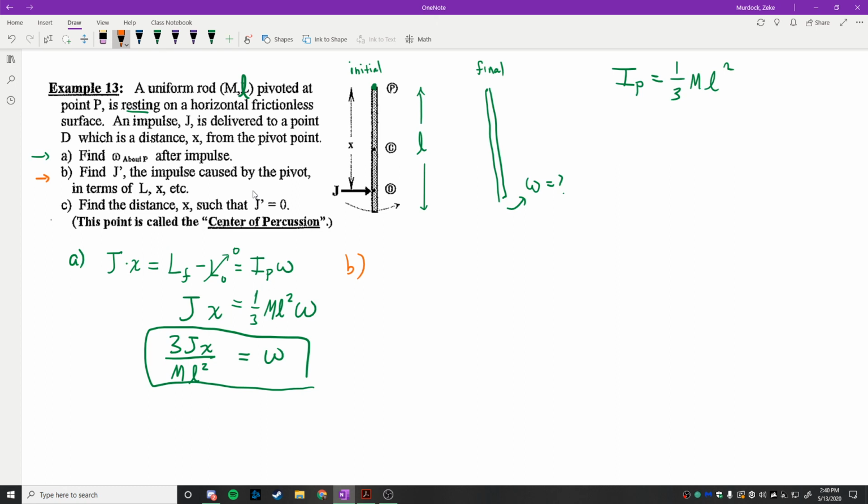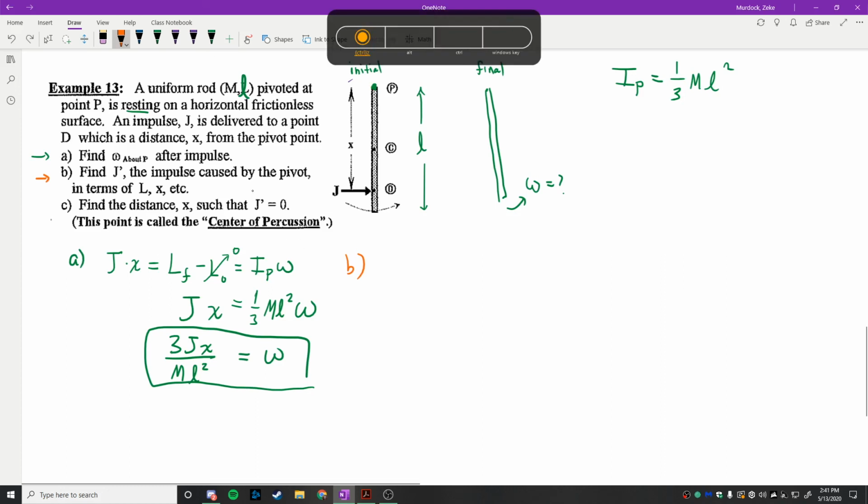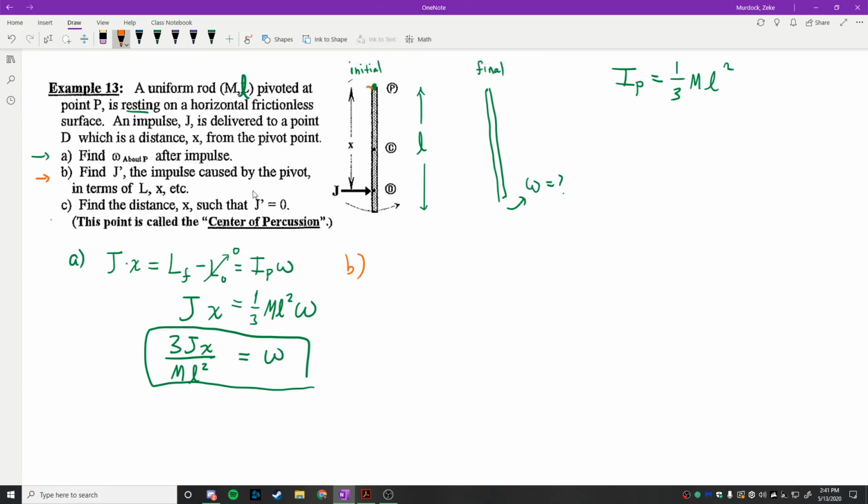Okay, part B. Find J prime, the impulse caused by the pivot in terms of L, X, etc. So what does that mean? What that means is that when this impulse J hits the rod, there is going to be a force at the pivot. And what that force is, we don't know. Maybe there's an impulse at the pivot here, and we call that impulse J prime. J prime represents the impulse at the pivot.